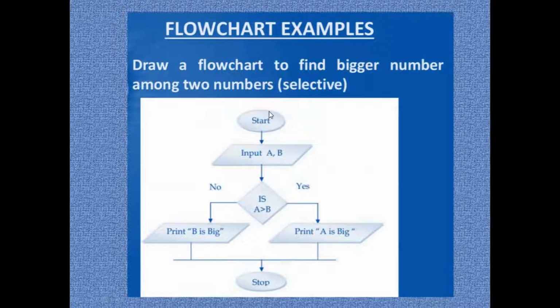To find a bigger number among two numbers, we first start the program, and once again we check where the program stops. We input two numbers, A and B, and if A is greater than B, this is used for decision making, and this is a diamond shaped thing which is used for making decisions. If A is greater than B, so yes, then we print A is bigger. Else if it's no, then we print B is bigger, and in both cases we finally stop the program. And these arrows are used to show the flow of the flowchart.